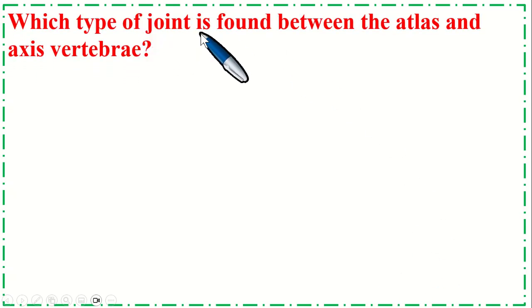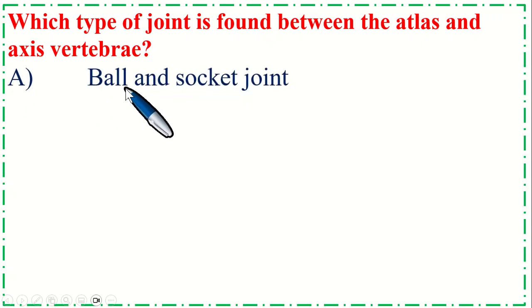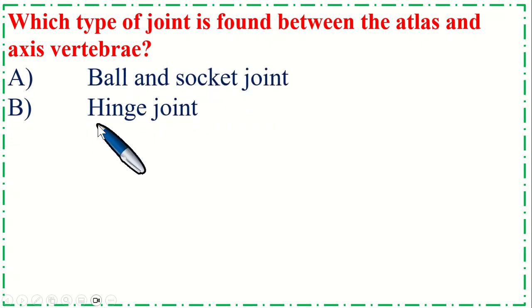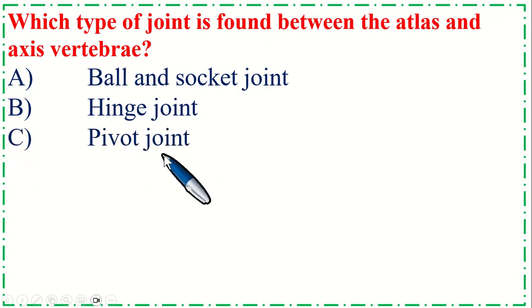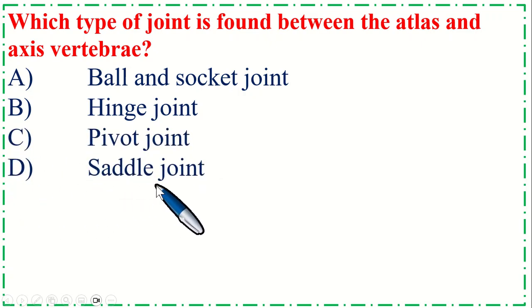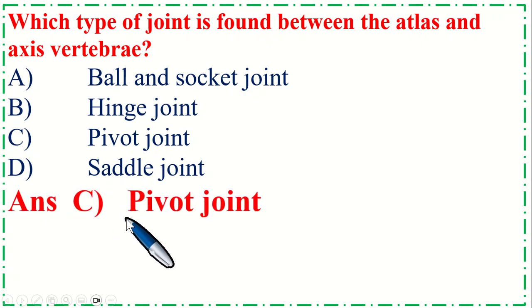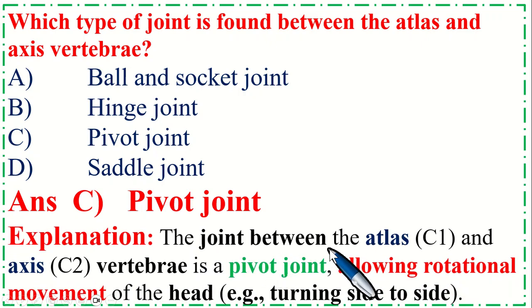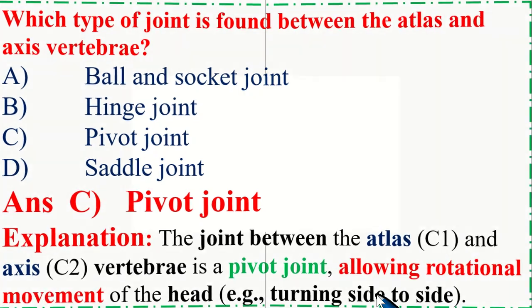Which type of joint is found between the atlas and axis vertebra? Option A ball and socket joint, B hinge joint, C pivot joint, and option D saddle joint. So the correct option is C pivot joint. Explanation: the joint between the atlas C1 and axis C2 vertebrae is the pivot joint, allowing rotational movement of the head, for example turning side to side.